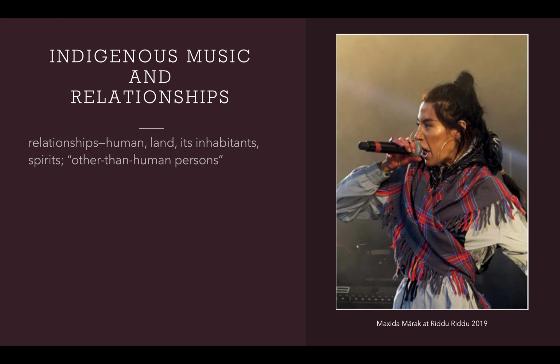Relationships should be considered in an inclusive sense. This means relationships with people, with the land, its inhabitants, with spirits. And in some Indigenous understandings, this includes animals and spirits appearing as people, and people can sometimes take the form of animals. Relationships also can include other than human persons or more than human persons to describe supernatural relatives.